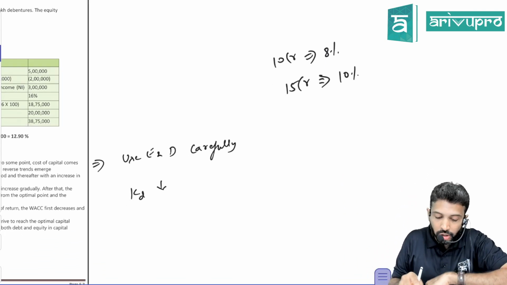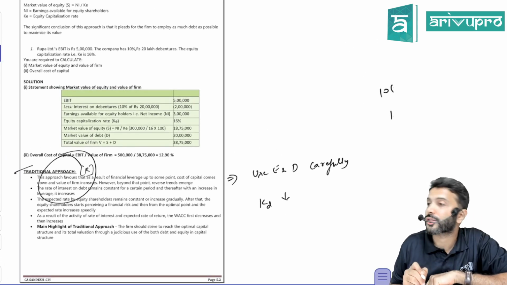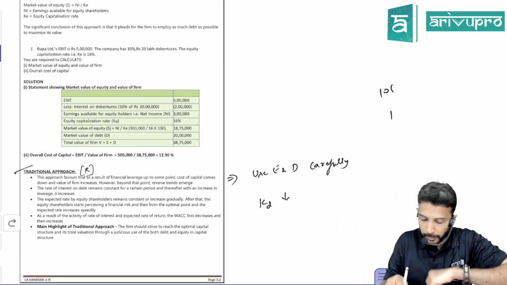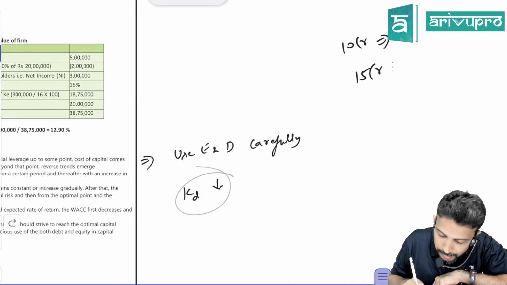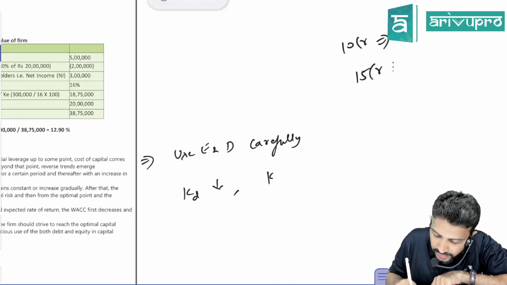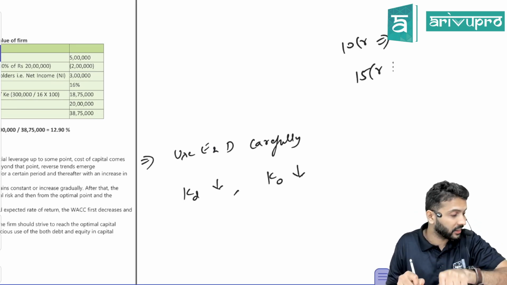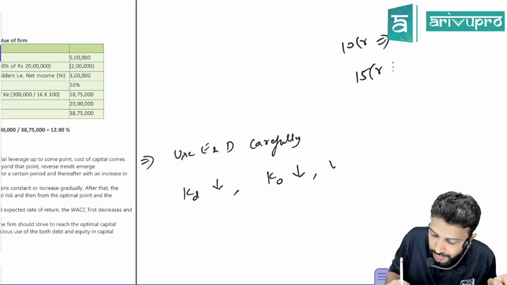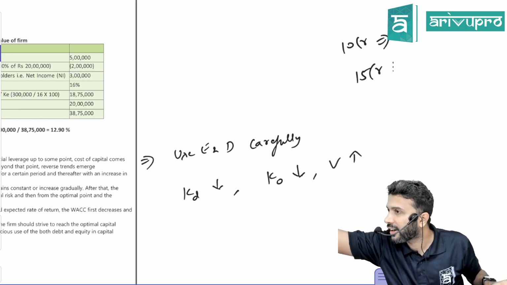That means the argument this traditional approach is trying to make is that you should use both of them judiciously. Initially, the cost of debt may be less. If the cost of debt is less, the overall cost of capital also will be less, and the value of the firm will increase. Agreed?